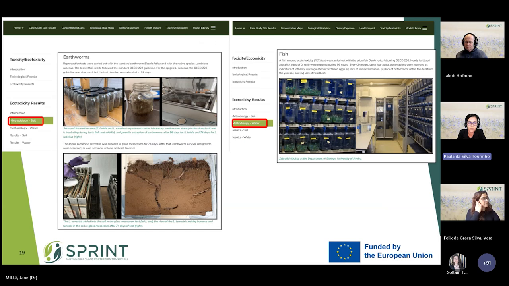In the left menu of the toolbox, we have the methodology for soil and water. When you click there, you will see a brief description of the test. In case the test was a standard one, the guideline that was followed will be referenced there. And you have pictures of the experiment illustrating how they were conducted.